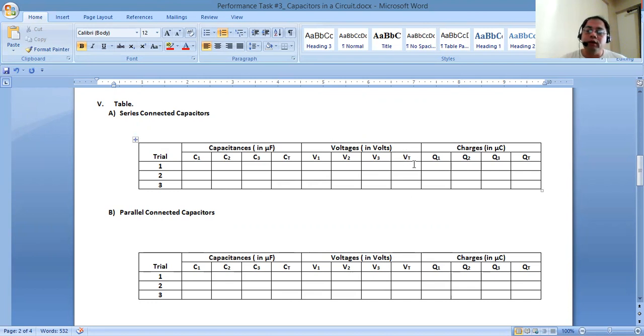Sorry, V sub T should be the value of the battery, the source. V1 will be the value of the voltage using the voltmeter when you check your C sub 1, or your C sub 2, or your C sub 3. Again, it goes the same way for the values at the bottom. So these are the voltmeter values. V sub T is for you to check, the voltage across the battery.